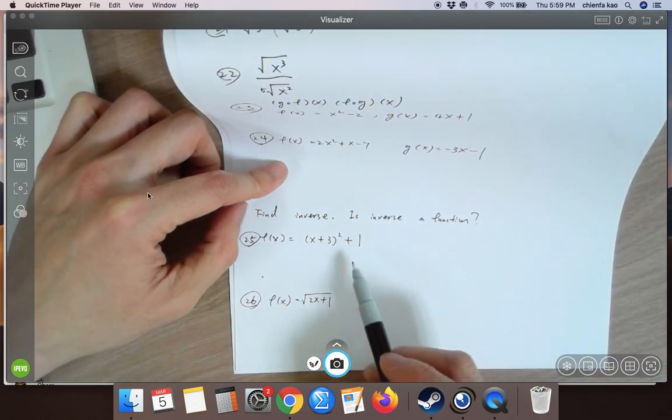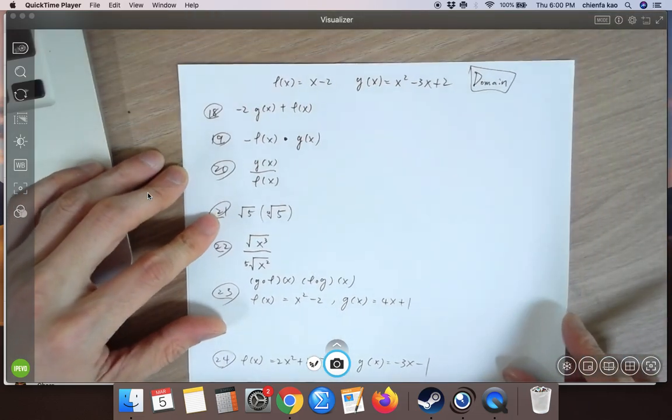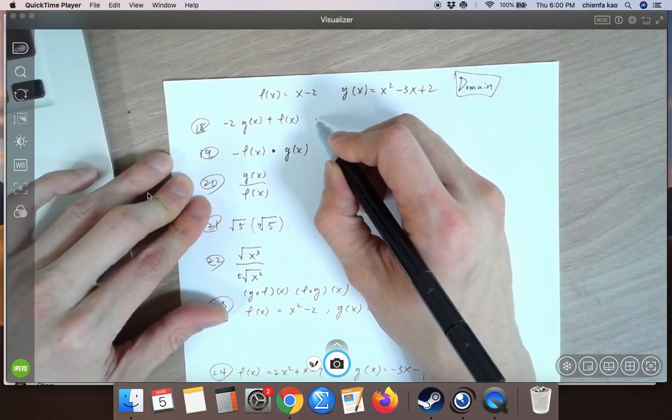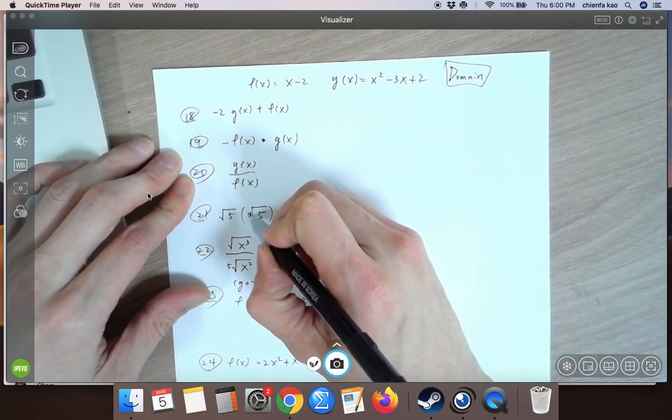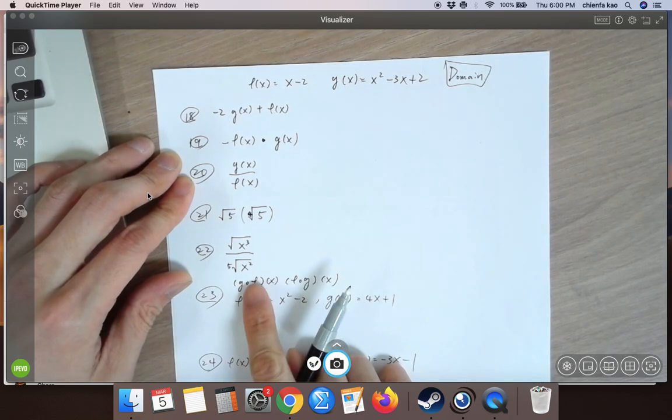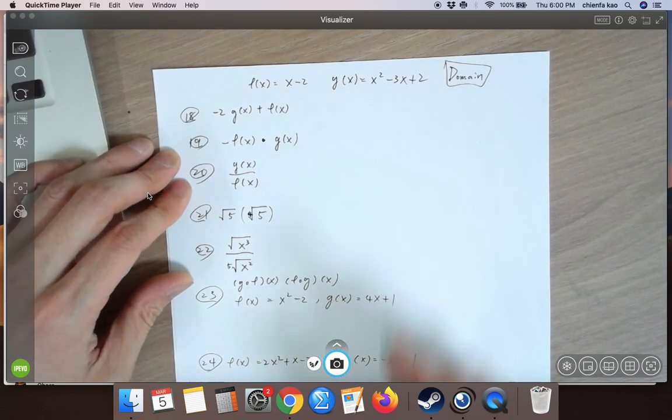Is the inverse a function? Yes or no? All right, move on. Let's go. Remember to pause the video however you want to do it. This is a fourth root. And then, yeah, I think the other one's clear enough.